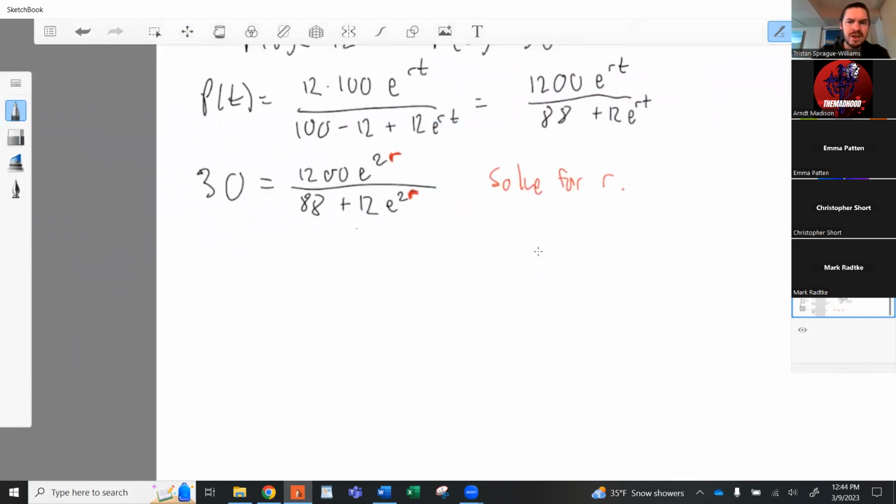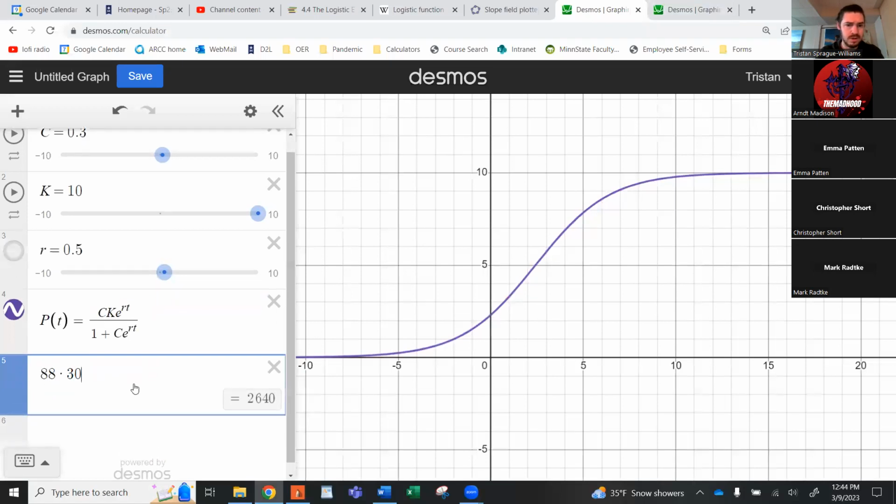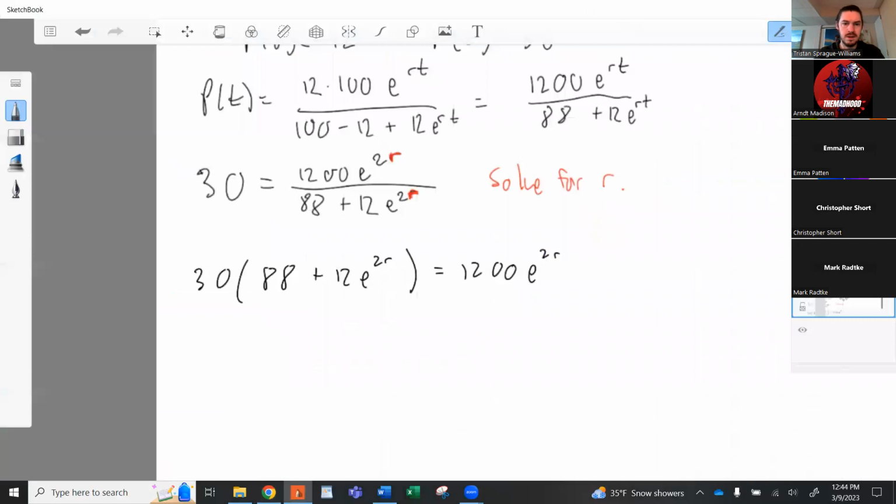Okay, I've got to solve for R. So I've got to move this over to the other side here, like that. Got to distribute. Guys, the numbers are getting too big. I don't know what 88 times 30 is. 2640. And 30 times 12, I should be able to do that. 360. There we go.